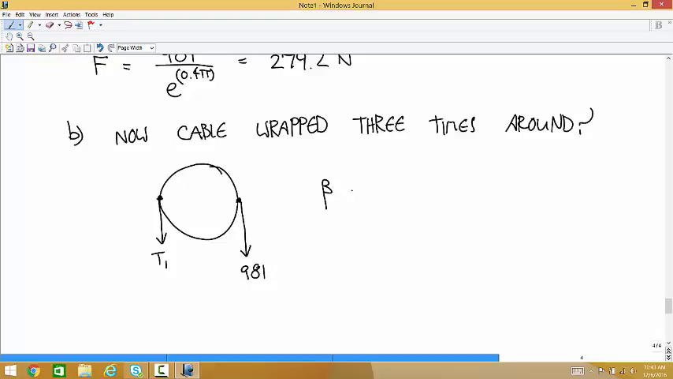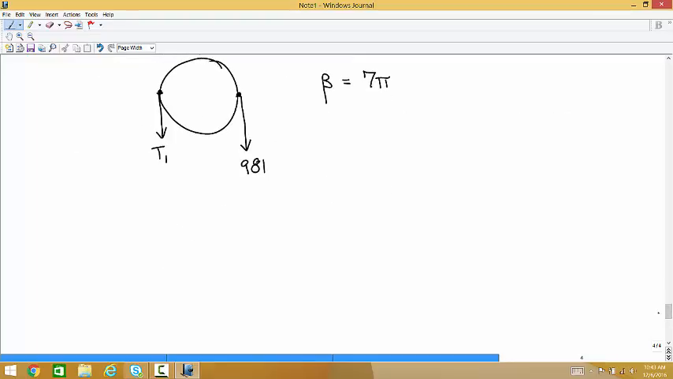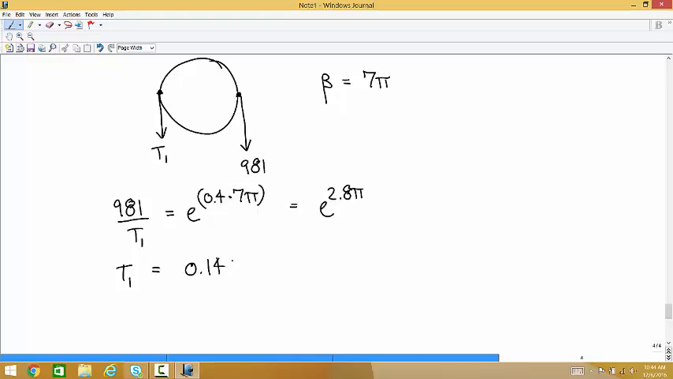So this time beta is equal to 7 pi. So 981 divided by T1 is equal to e to the power of 0.4 times 7 pi, or e to the 2.8 pi. And if you solve for T1, you get 0.148 newtons.